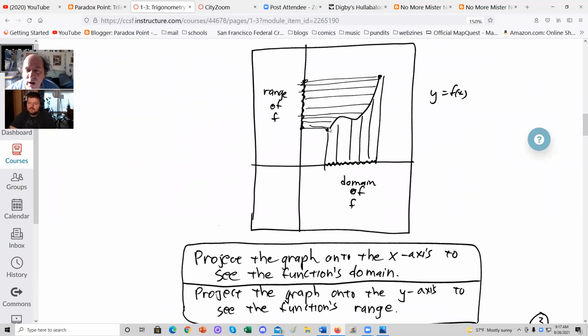If you take the graph of a function and project that graph onto the x-axis, these x values are the domain of f. If you project the graph onto the y-axis, these values are the range of f.